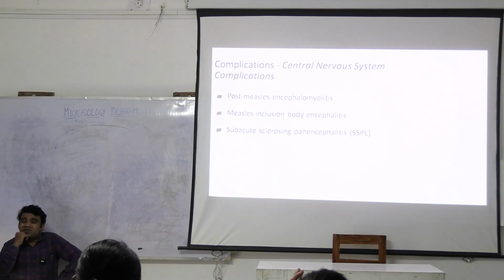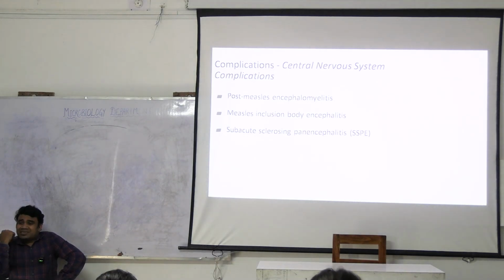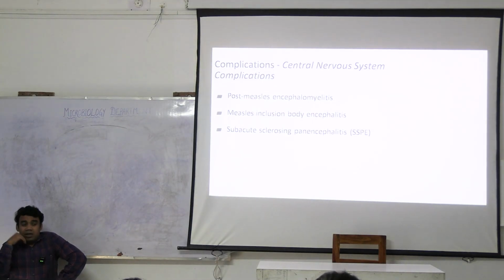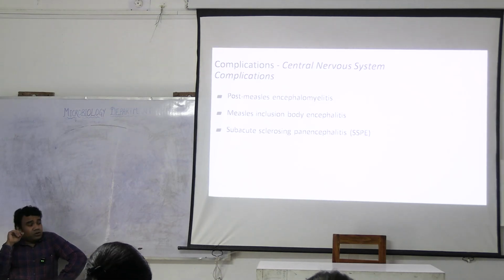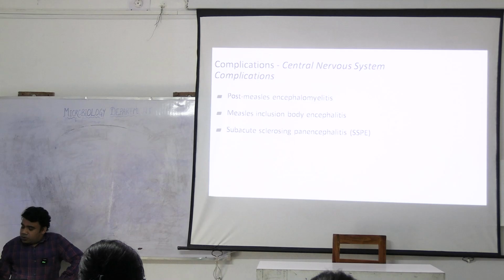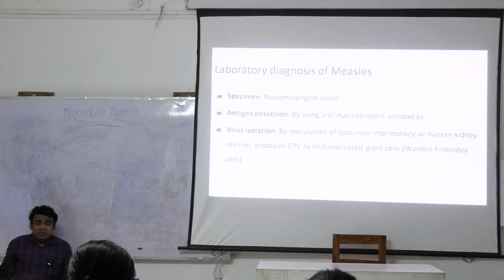For example, in case of SSPE or subacute sclerosing panencephalitis, the infection is ongoing within the central nervous system, and there we can also find the IgM in the CSF. So these are the long-term complications of the measles.